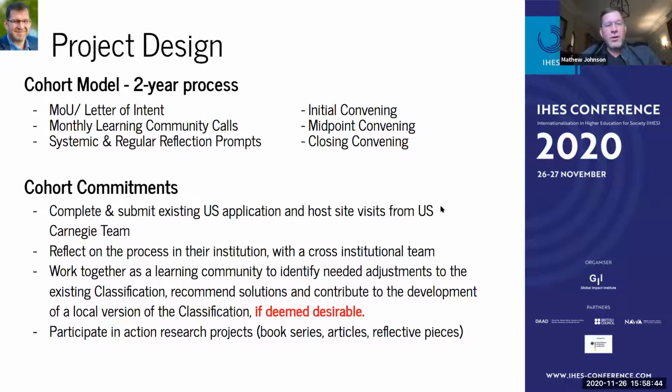So the 2 regional cohorts or national cohorts committed to this process, where we had an MOU and a letter of intent. We had monthly calls for support. We had systematic and regular reflection prompts. We did initial convening, a midpoint convening, and we will do a closing convening across a 2-year process. Cohorts committed to work together to apply through the US framework, and as they did, note where it needed to be changed, adapted, and decide later on if it was deemed desirable to create their own framework for their own national contexts.